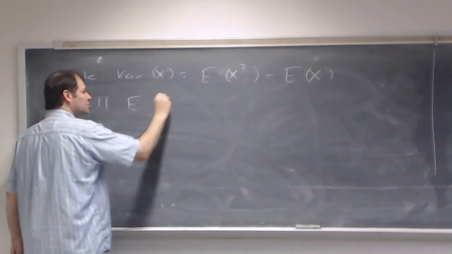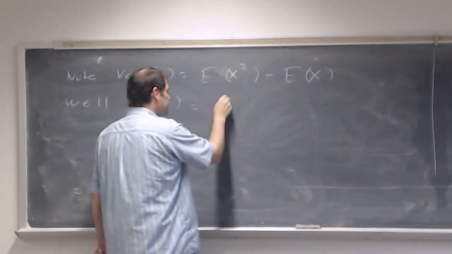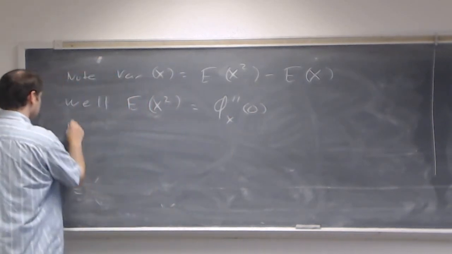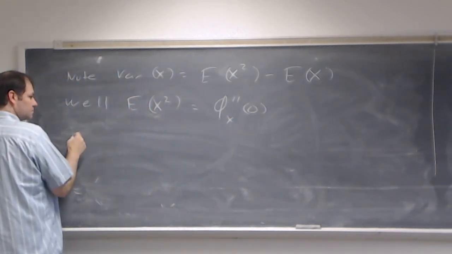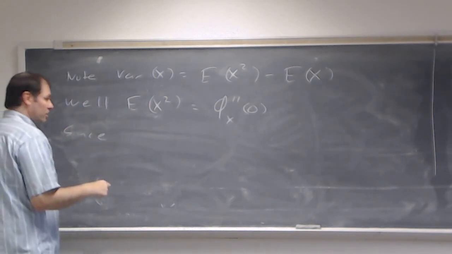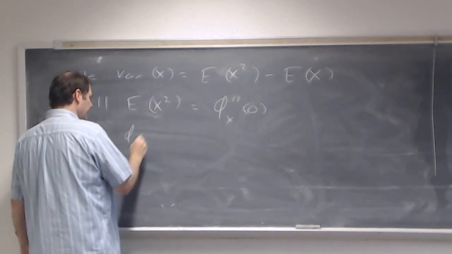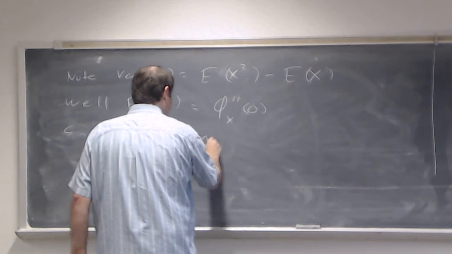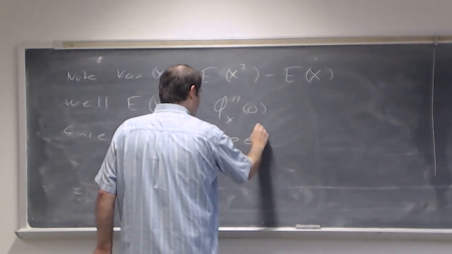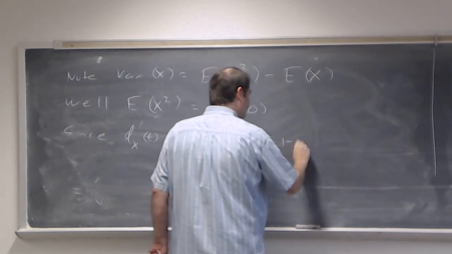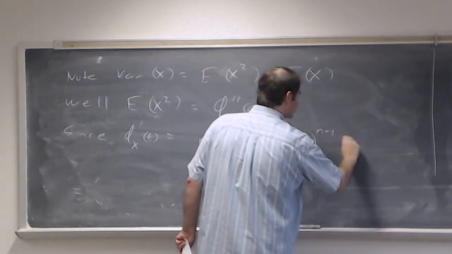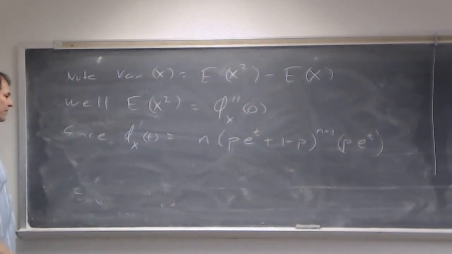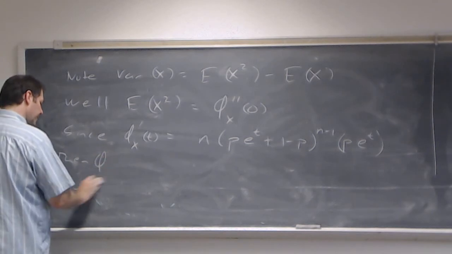The expected value of x squared, by our previous fact, is equal to the second derivative of the moment generating function evaluated at 0. Well, let's recall: since phi sub x of t prime was equal to, I'm going to look over here, I already calculated this. It was n times (p e to the t plus 1 minus p) raised to n minus 1 times p e to the t. Then, the second derivative.